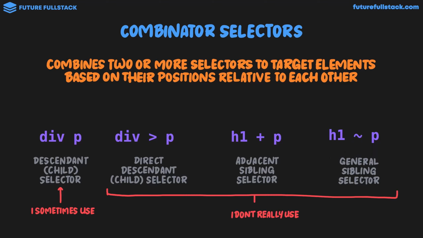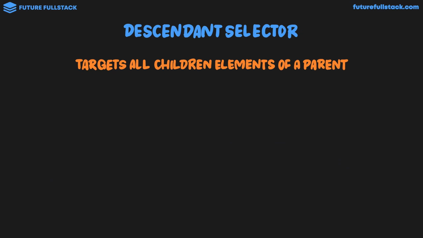So as you can see, each of these selectors is combining two selectors, and we're going to go through each one now to see how they work. We'll start off with the descendant selector. This targets all children elements of a parent. We have a selector, then a space, followed by another selector. In this case, div space p.